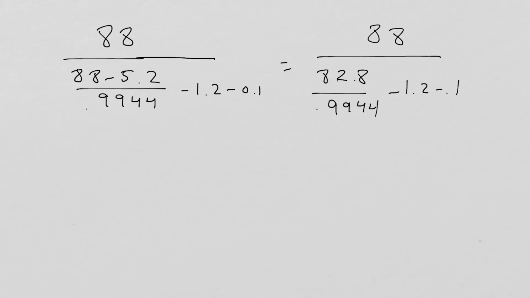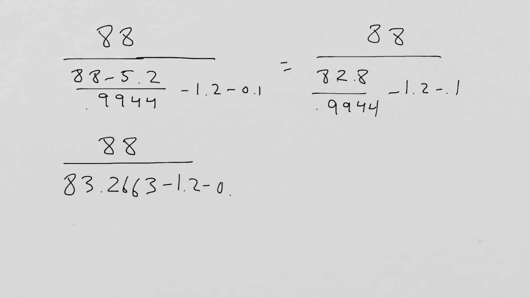So first let's leave the numerator as it is and let's tackle the denominator. So now we'll go down here, and this is going to be 88. We'll leave that, and this is going to be divided by, let's simplify first. Remember, order of operations, you've got to do division first ahead of addition and subtraction. And so 82.8 divided by 0.9944 is 83.2663. And then we still have to leave the minus 1.2 minus 0.1.